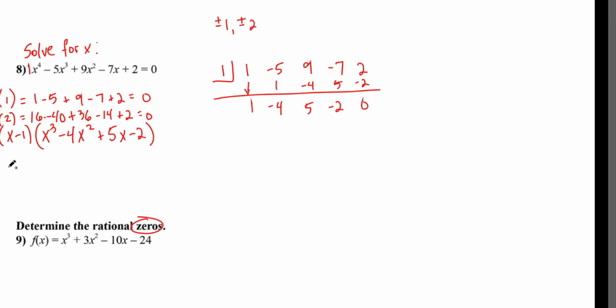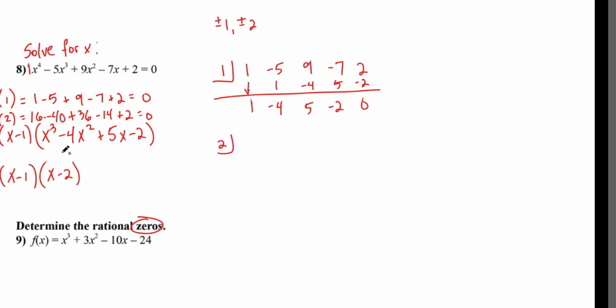So f of 2 works, which means x minus 2 is a factor. And what else is a factor? X minus 1 is also a factor. Now, let's find out how many times x minus 2 divides evenly into this. So we do a synthetic division one more time. Put a 2 right here.